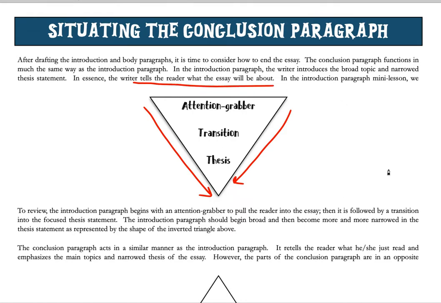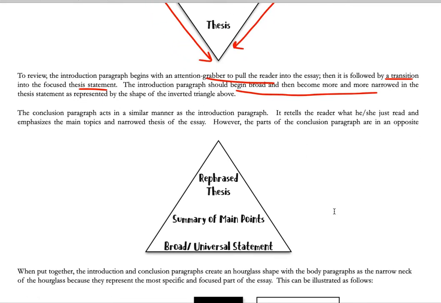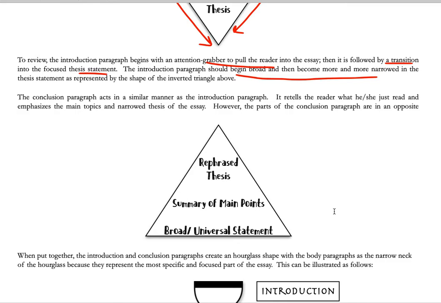In the introduction paragraph mini lesson, we looked at the attention grabber, the transition, and the thesis. To review, the attention grabber pulls us into the essay. It's followed by a transition and then focus in the thesis. It should begin broad and then become more narrowed, as represented by this shape. In conclusion, the conclusion paragraph acts in a similar manner as the introduction. So it retells the reader what they just learned and emphasizes the main topics and narrowed thesis of the essay. However, they are in an opposite direction, going from narrow to broad.